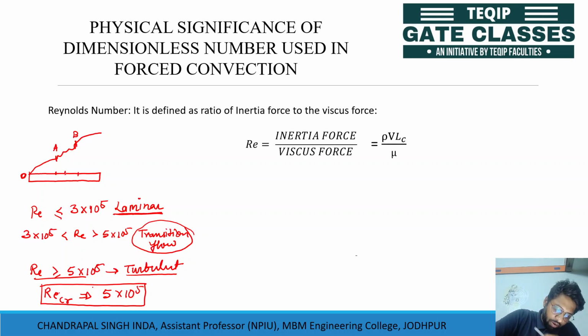Now if we want to find the value of Reynolds number at point x, we have to find the distance between the leading edge and that point where we want the value of Reynolds number. So we have to calculate the length from the leading edge. Now the Reynolds number at that point x will be equal to rho v x upon mu.